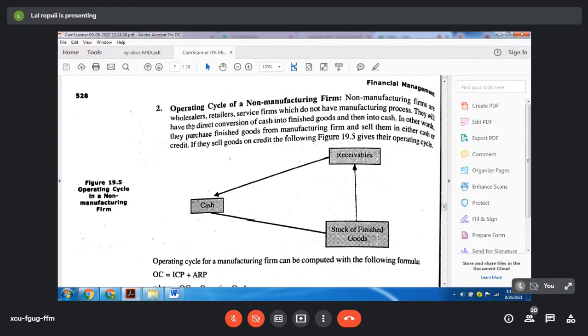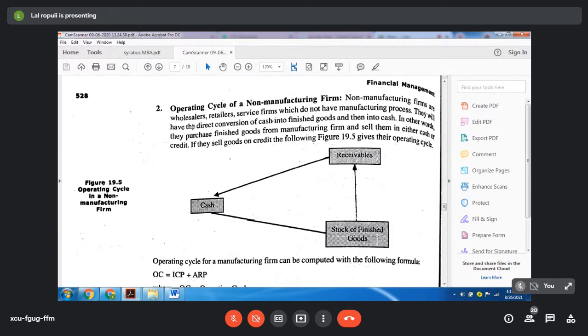Wholesalers sometimes sell their products to retailers, then retailers to customers, and then service firms like gas deliveries, banking services, and public utility services. Those are non-manufacturing firms, and they have the direct conversion of finished goods into cash immediately. I mean, that is their operating cycle.